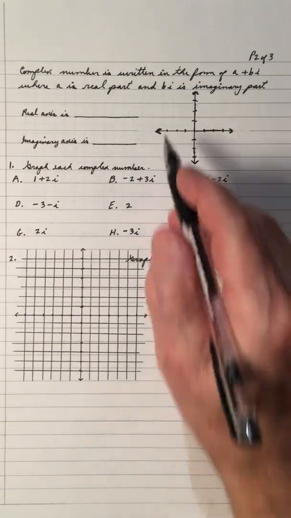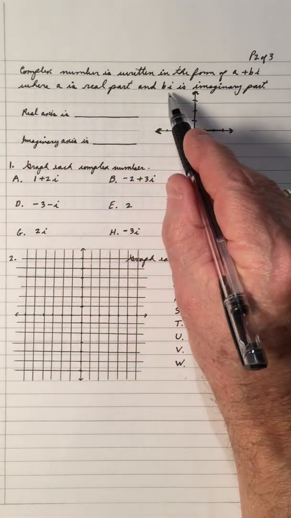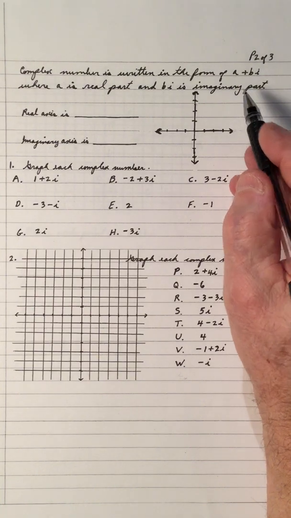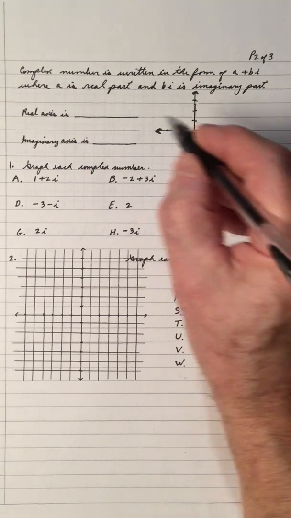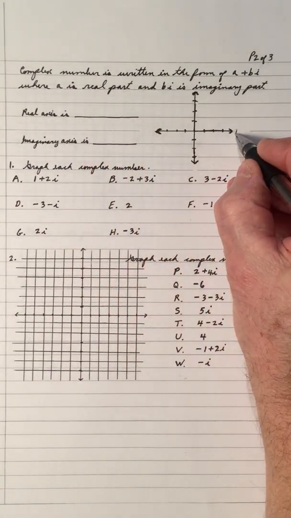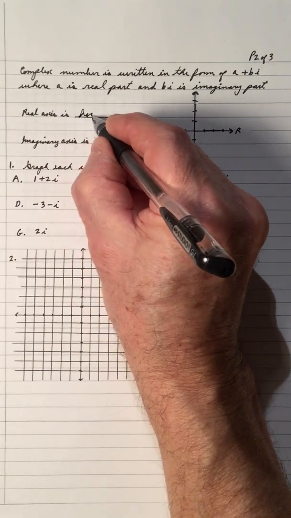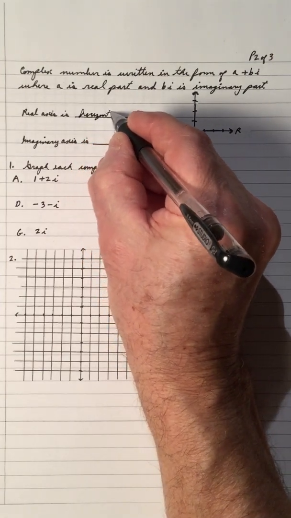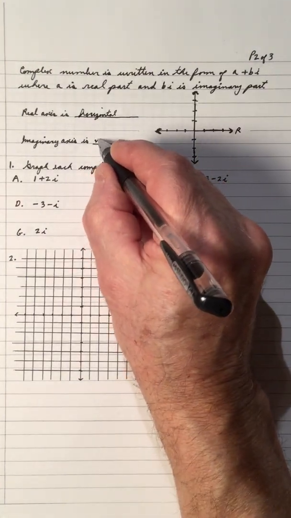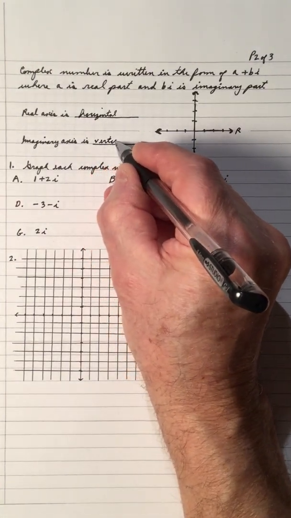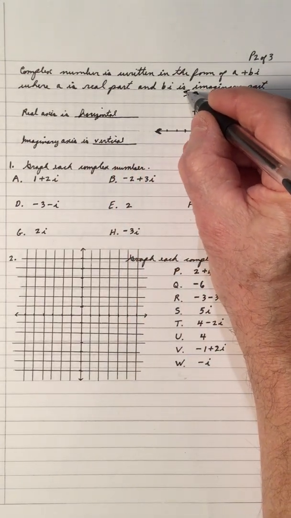A complex number is written in the form a plus bi, where a is the real part and bi is the imaginary part. So if we have an axis, the real axis is horizontal, we mark it with an R. It's the horizontal axis. And the imaginary axis is the vertical, and we can put an I up here.